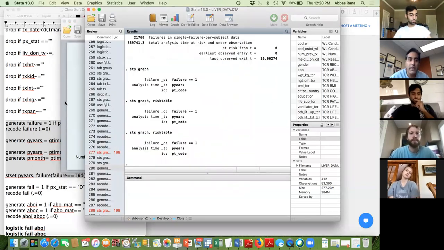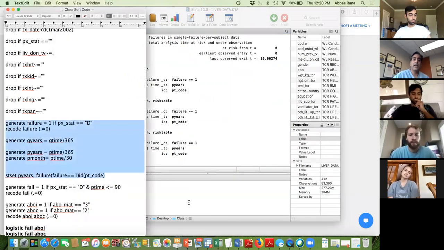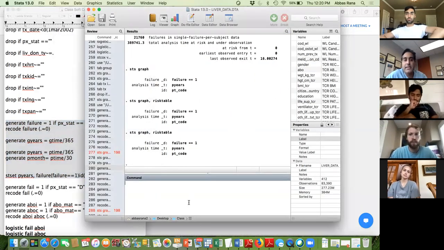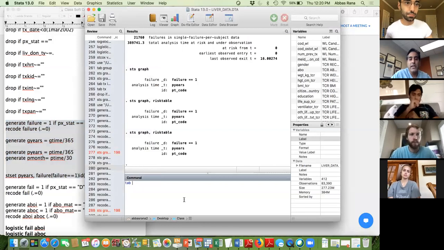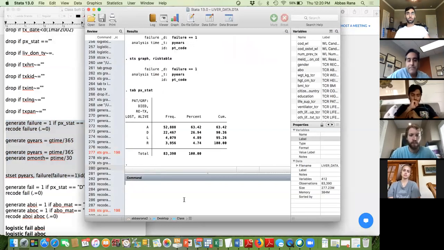So let's go through the code. Like I said, the key to understanding this is time and event. The first thing we want to do is define our event, which is death. And as I mentioned, if we look at patient stat, that is our key thing.